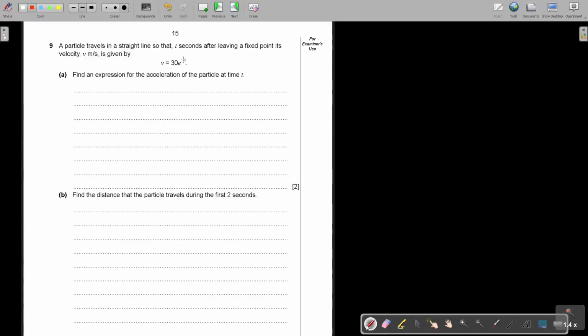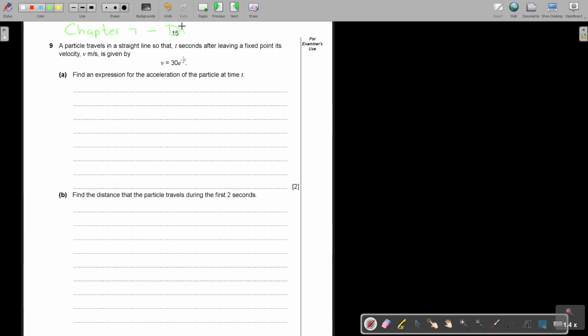Question number 9, the final question of this question paper. A particle travels in a straight line so that t seconds after leaving a fixed point, its velocity v meters per second is given by v equals 30 e to the power negative a half t. Where will you find it? You will find it in the y equals mx plus c mathematics textbook in chapter 7.